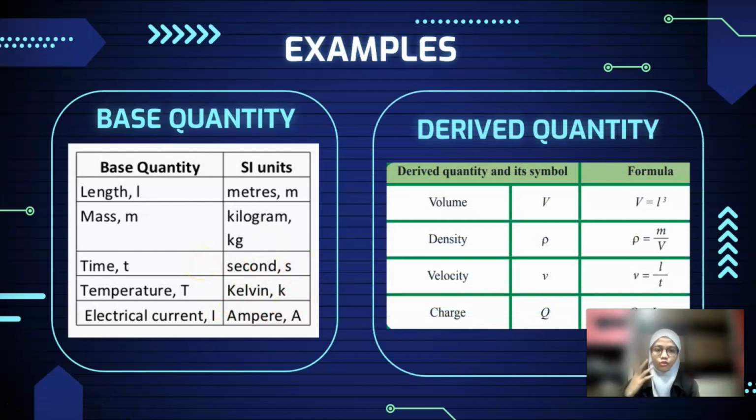Next, for derived quantity, as I said just now, we can get derived quantity from the combination of base quantities. So basically, for volume, we can get volume by using length times length times length. So its formula will be V equals length to the power of 3. And then density is mass over volume, velocity is length over time, and charge is electrical current times time.